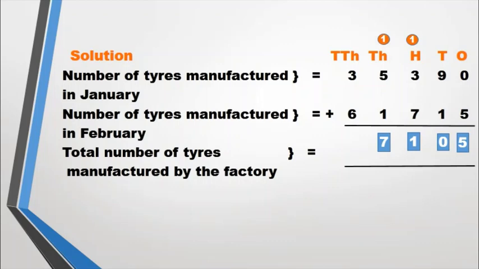Now add the digits in the thousands place. 5 plus 1 is 6 plus carry over number 1. It is 7. Now add the digits in the 10,000s place. The digits are 3 and 6. 3 plus 6 is 9. Now the answer is 97,105 tires were produced by the factory.